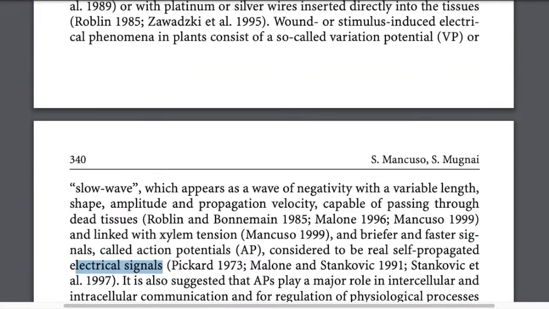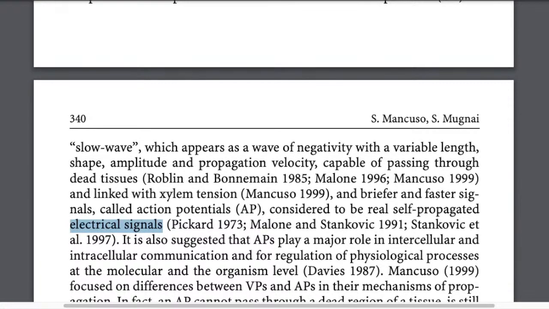So we have the variation potential, the slow wave, which appears as a wave of negativity with a variable length, shape, amplitude, and propagation velocity, capable of passing through dead tissues, and linked with xylem tension. So xylem and phloem, right? And briefer and faster signals called action potentials, considered to be self-propagated electrical signals. That's interesting there.